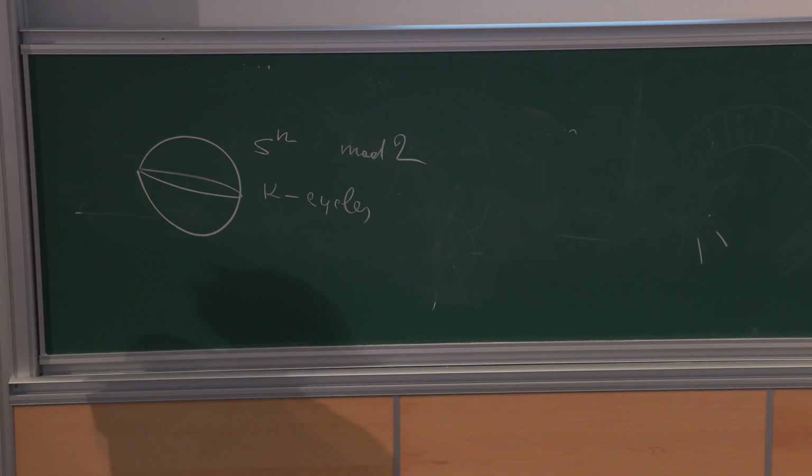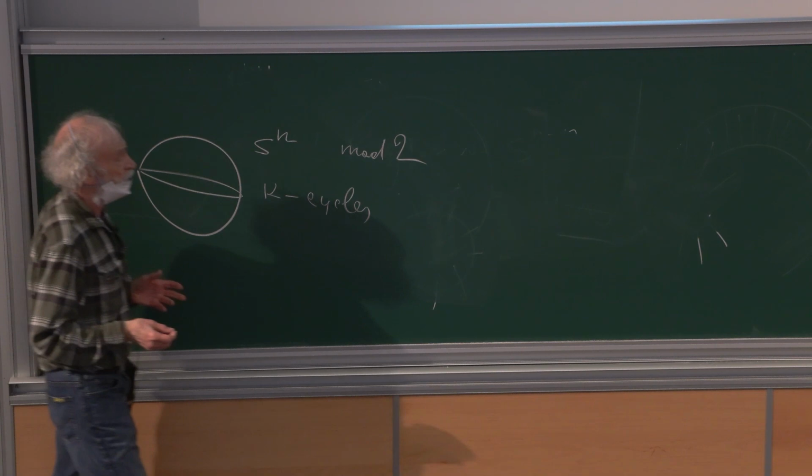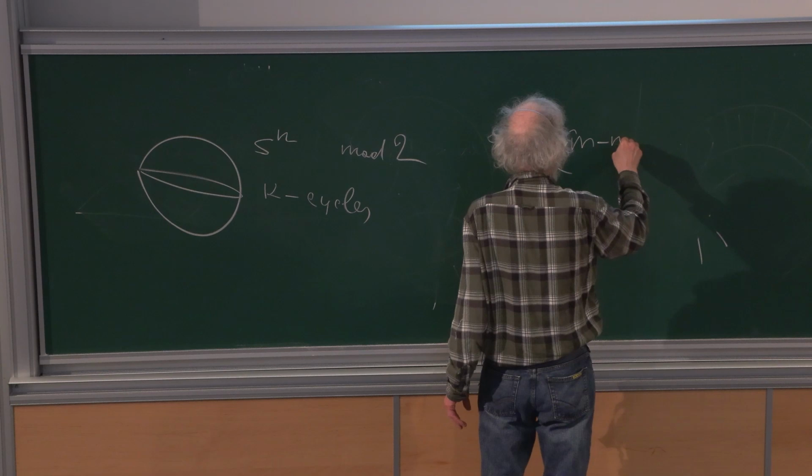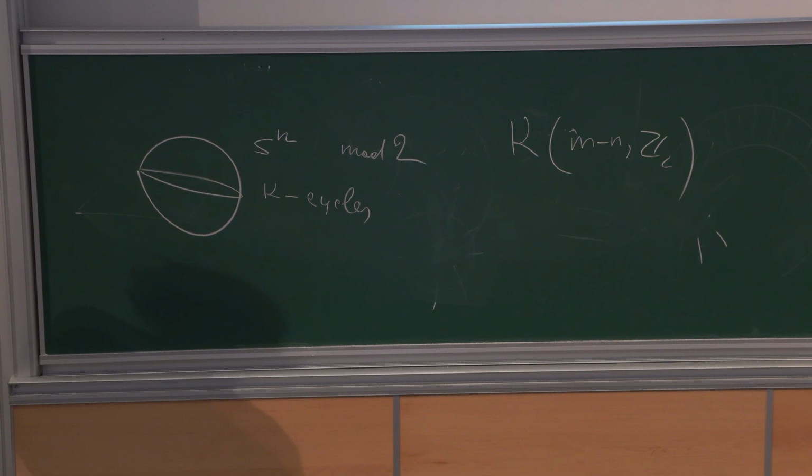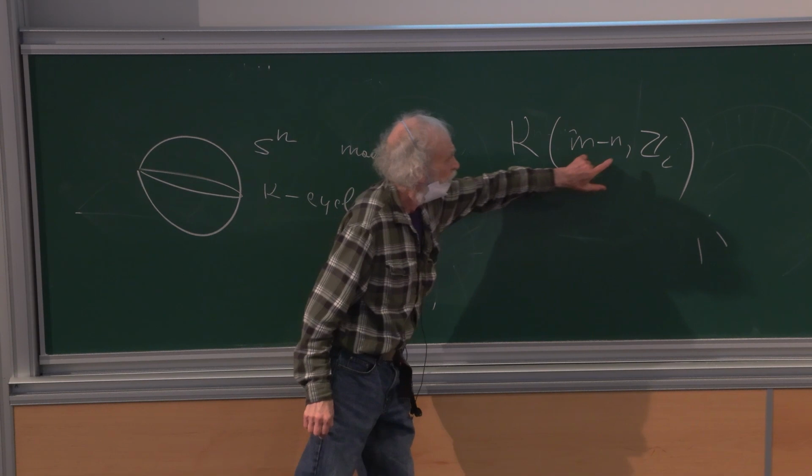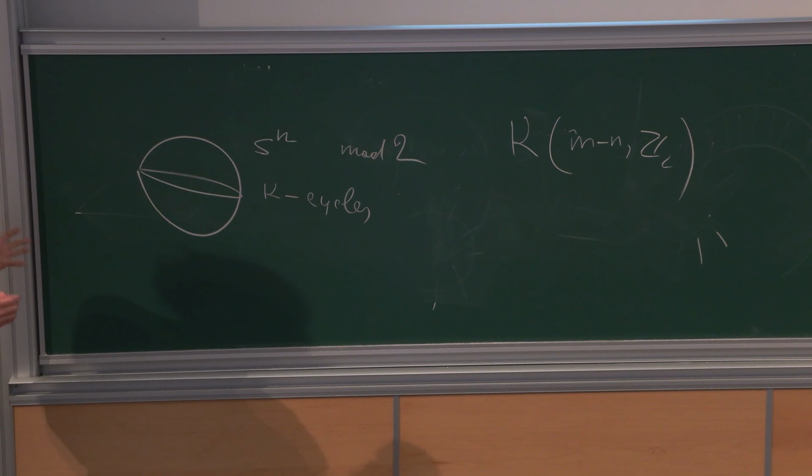And one knows what the space is. This is just, if I'm not mistaken, the classifying space, the shifted classifying space of the group, so an Eilenberg-MacLane space. The space of cycles is an Eilenberg-MacLane space. This is basically pure algebra, right?